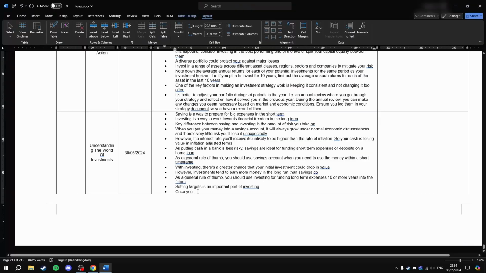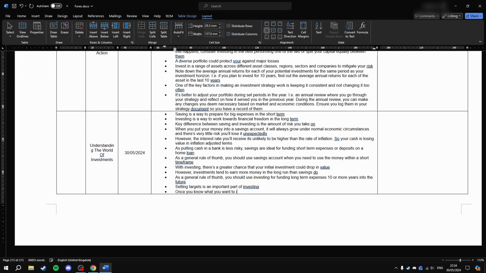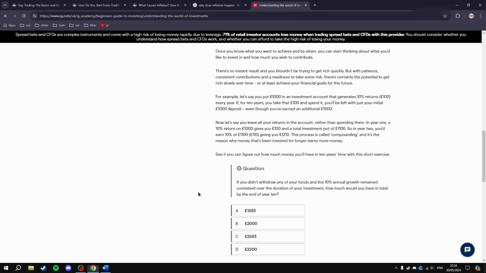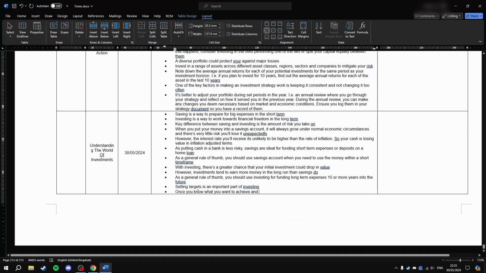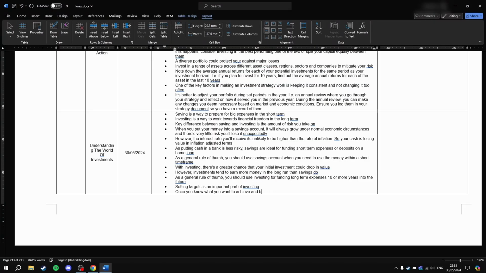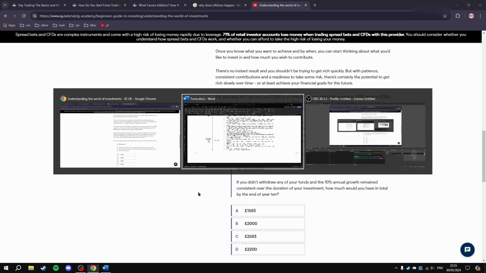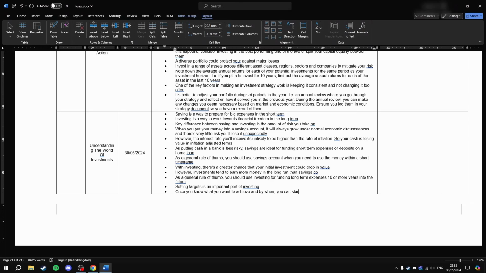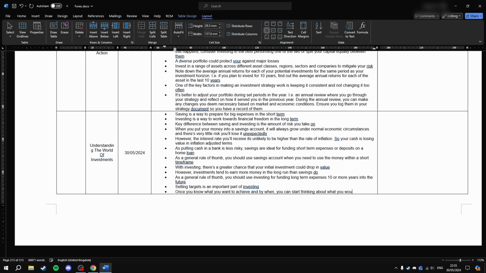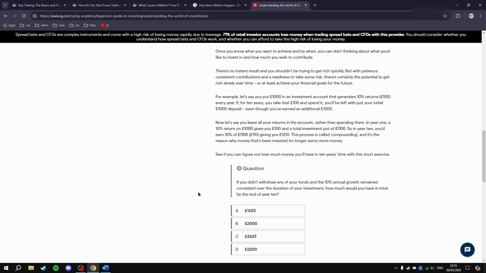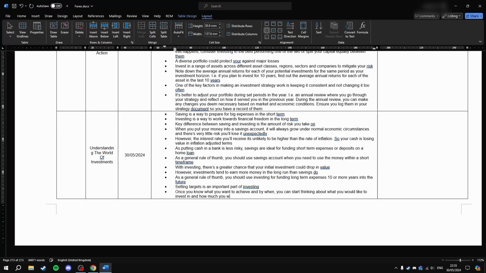Once you know what you want to achieve, and by when, you can start thinking about what you would like to invest in and how much you wish to contribute.